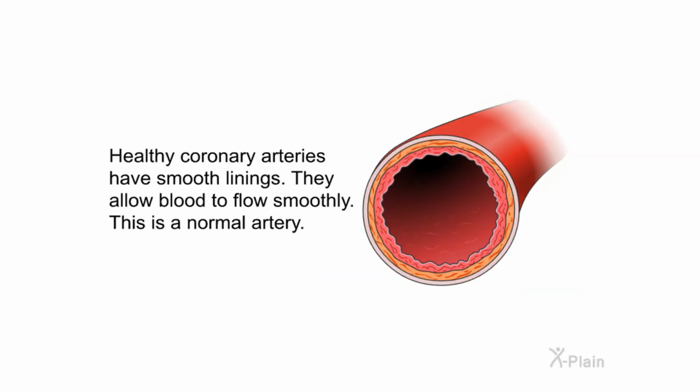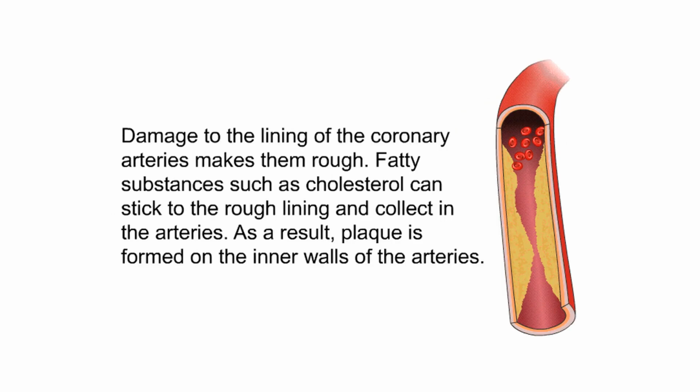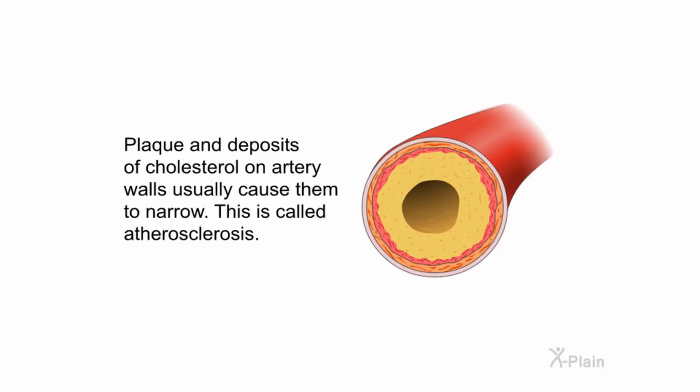Healthy coronary arteries have smooth linings. They allow blood to flow smoothly. This is a normal artery. Damage to the lining of the coronary arteries makes them rough. Fatty substances such as cholesterol can stick to the rough lining and collect in the arteries. As a result, plaque is formed on the inner walls of the arteries. Plaque and deposits of cholesterol on artery walls usually cause them to narrow. This is called atherosclerosis.